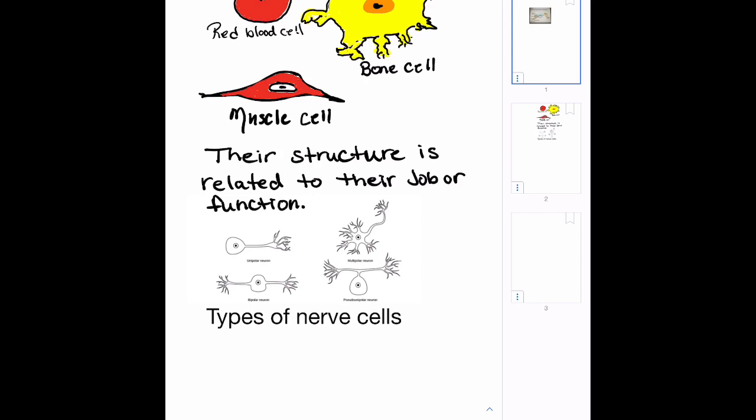Okay, so if we know this is true about these cells, and other cells in the body, the same is going to be true for nerve cells. And when we talk about one nerve cell, we're talking about one neuron. So one nerve cell is one neuron.